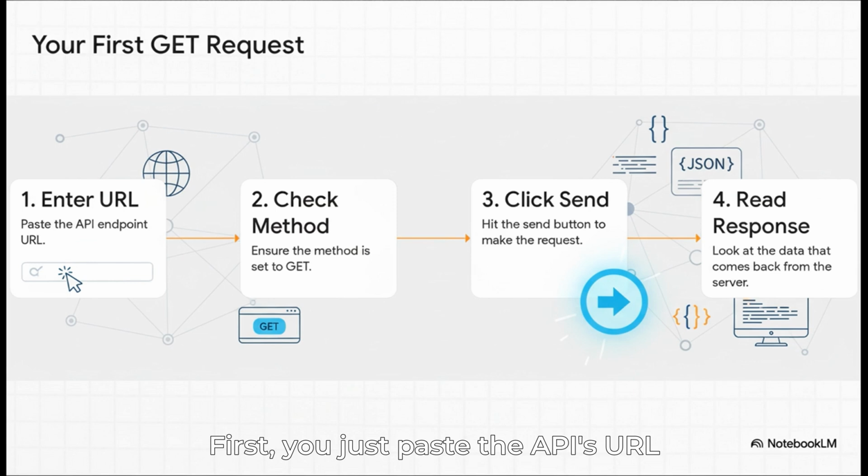First, you just paste the API's URL right into the address bar. We're using a free public API here, so you can practice right along with me. Second, you just want to make sure the dropdown right next to the URL is set to GET. Third, and this is the best part, you hit that big blue send button, and boom, the response pops up in the panel right below. That's it, you've just talked to an API.